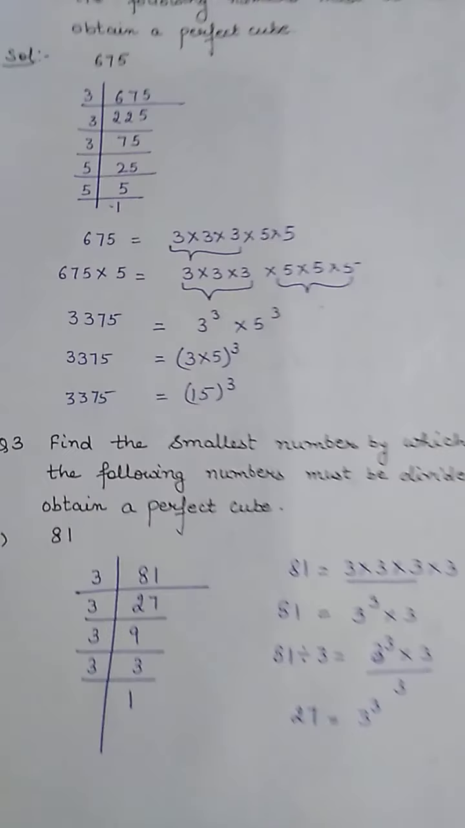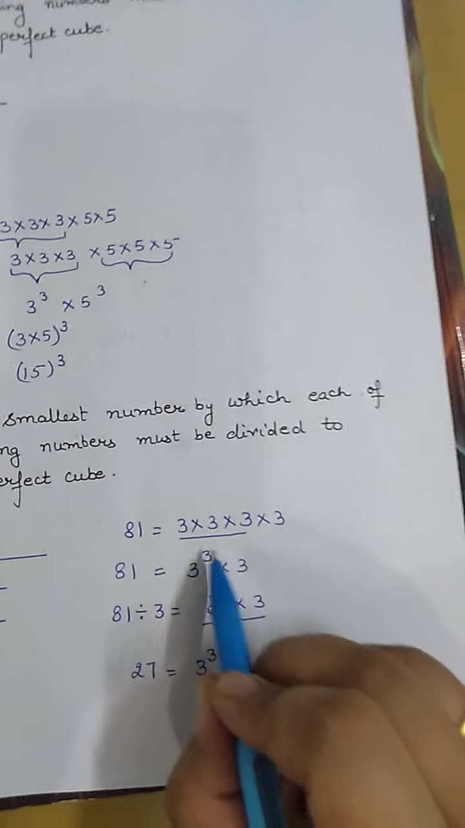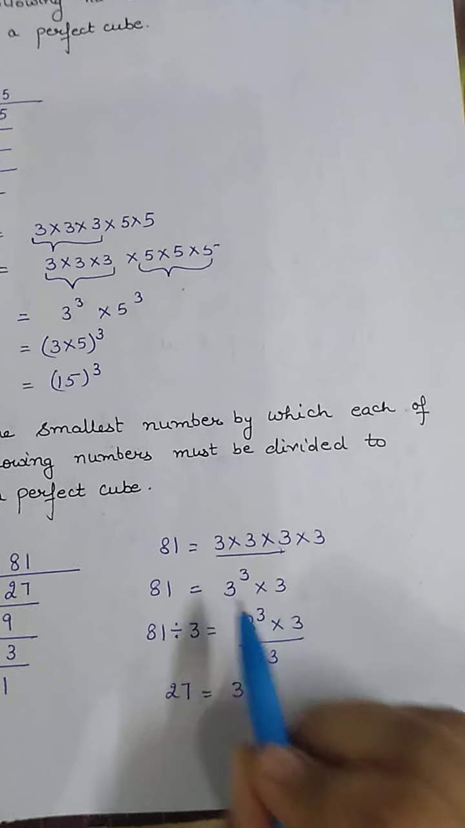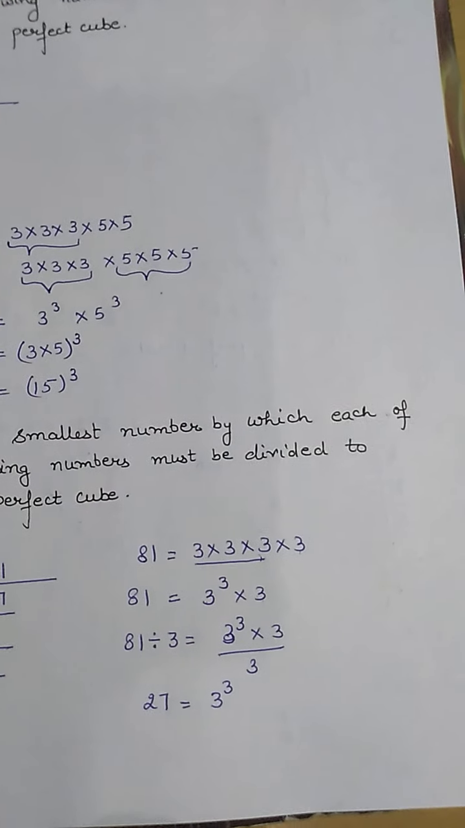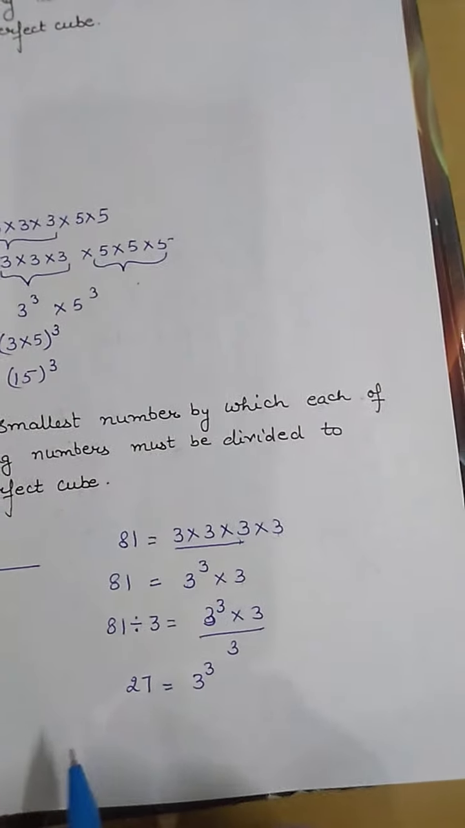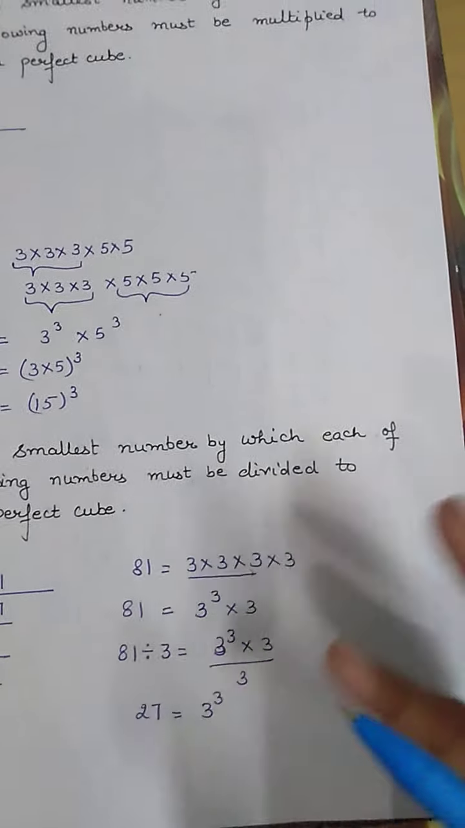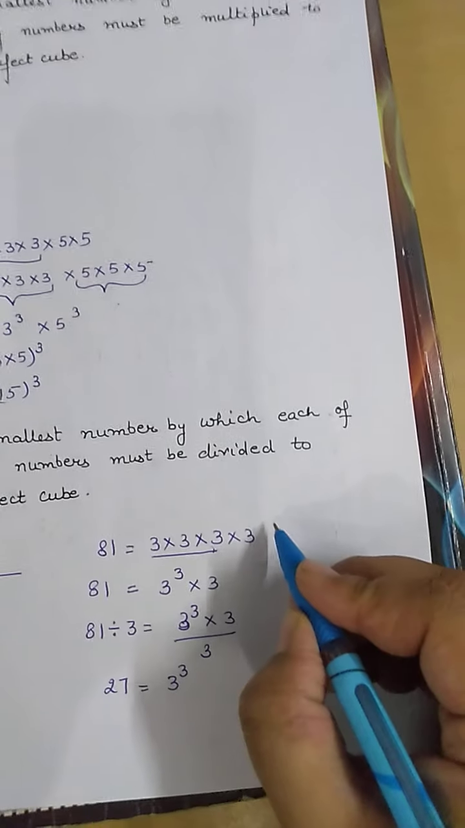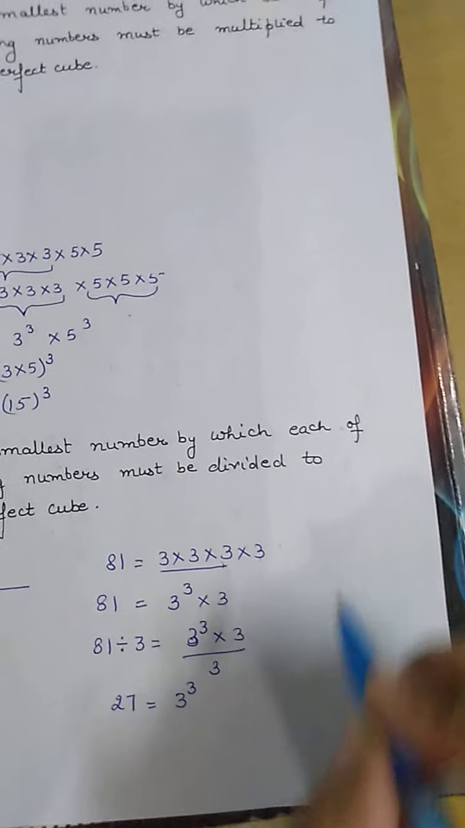First I need to do the prime factorization of this. So 81 can be written as 3 into 3 into 3 into 3. So it can be written as 3 cube into 3. So now I will divide both sides by 3, because here one 3 is extra. If they had asked to multiply by the smallest number, I would multiply this with 9, because 9 can be written as 3 into 3.